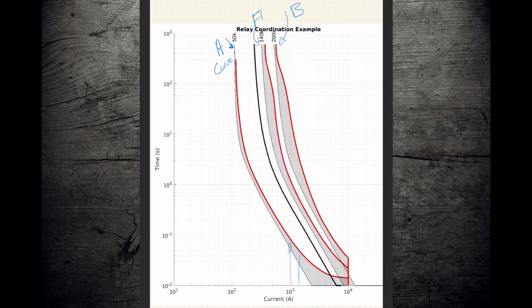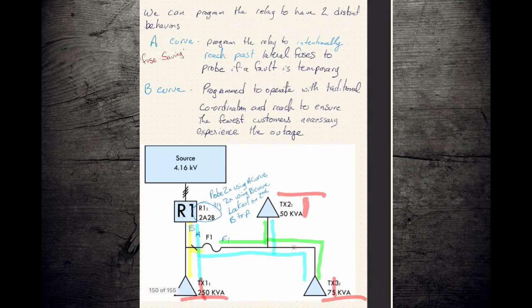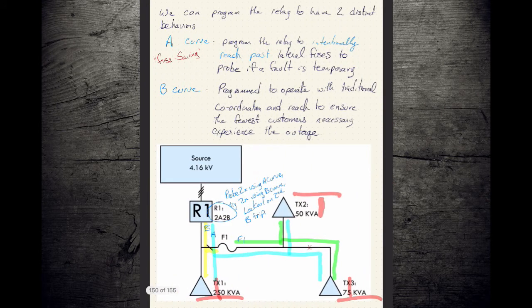Timer expires. Now we're done probing. Now what we're trying to do is determine, is the fault located here where we would want F1 to operate, or is the fault located here where we need R1 to lock out and open and isolate this fault to keep it interrupted.